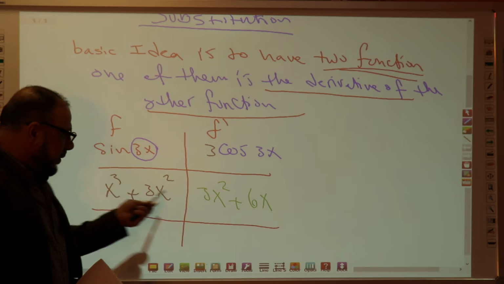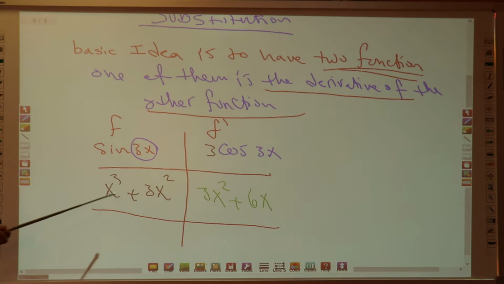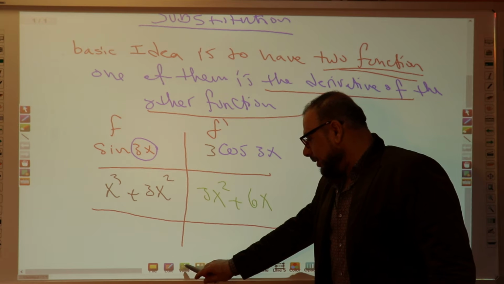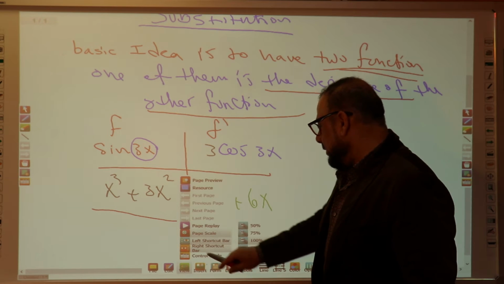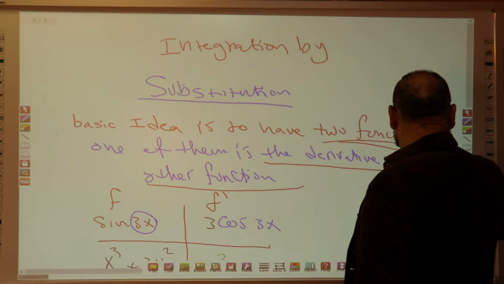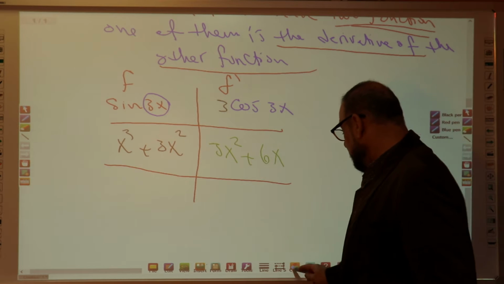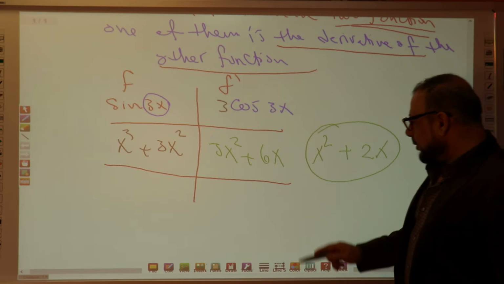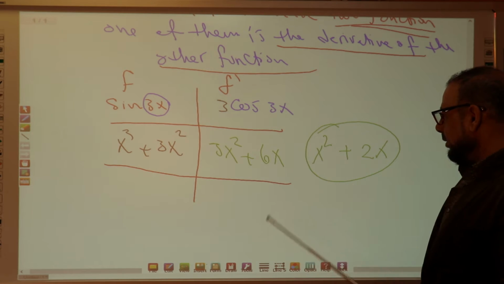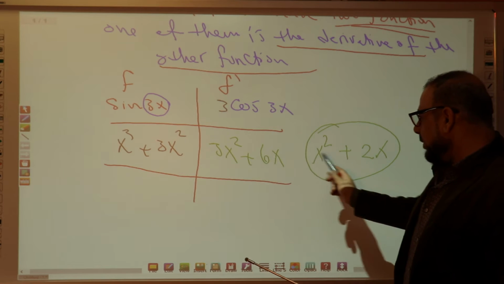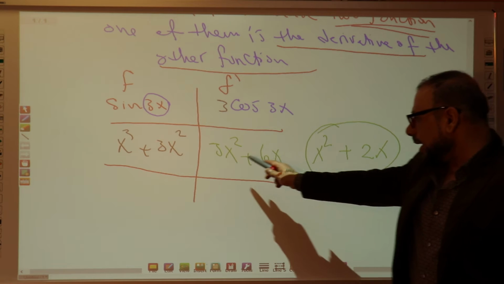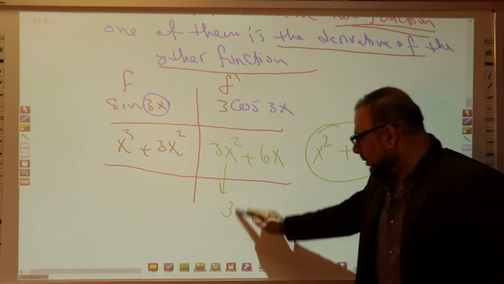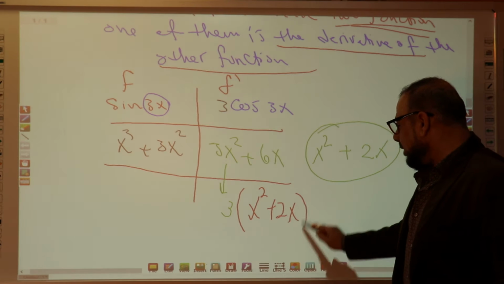Look, sometimes he will trick you. The derivative of x cubed plus 3x squared is 3x squared plus 6x. Sometimes he will give you, as an example, x squared plus 2x. What's the relation between this and this? This is part of that. This is three times this, or this is one third of that. I can take three out as a GCF, a greatest common factor. What is left? x squared plus 2x, which is the same as this. Remember this thing.